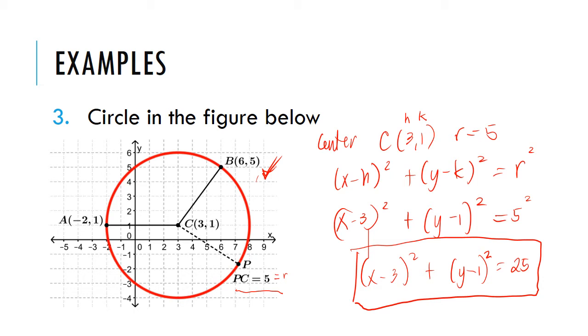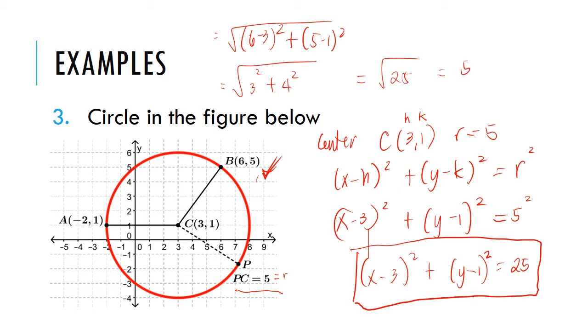So you can use other points like point A and B. You just apply the distance formula. So let's apply the distance formula. For point B and point C, we have 6 minus 3 squared plus 5 minus 1 squared. This is equal to the square root of 3 squared plus 4 squared, and that is equal to the square root of 25, or 5, which is the distance PC, which is the radius. So it's the same. And it's also the same for point A, negative 2, 1, because they are all on the perimeter of the circle, or the circumference. These points satisfy the equation of the circle.